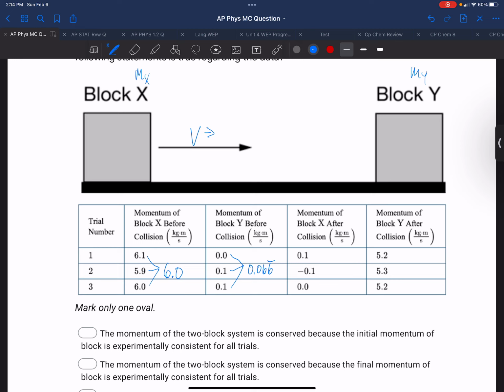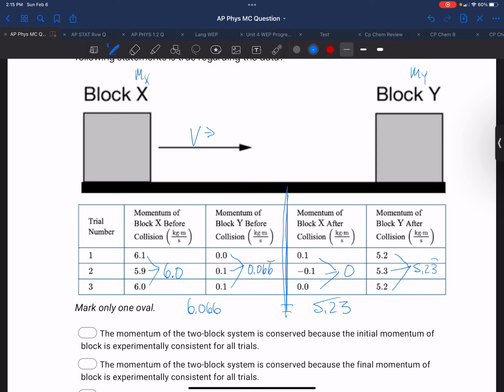The momentum of x afterwards, we've got our before on the first 2 columns. We have our afterward. We have -1, and this all adds up to 0. So block x stops. And when we look at y, we get a value of 5.23 repeating. So beforehand, we have a value of 6.066, the initial momentum, and the final momentum afterward is 5.23.